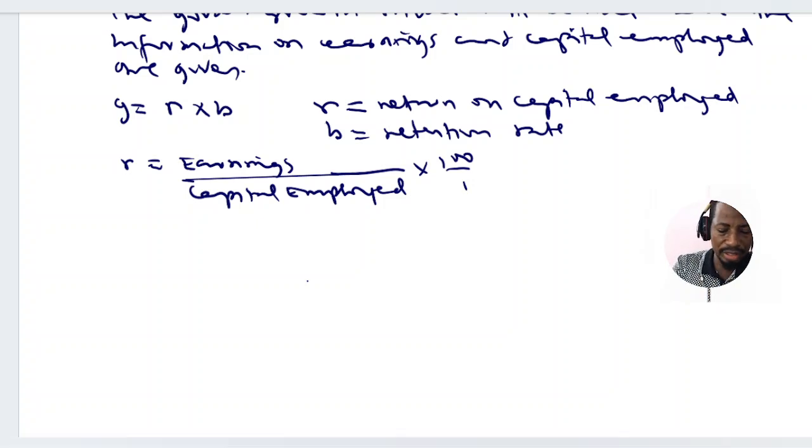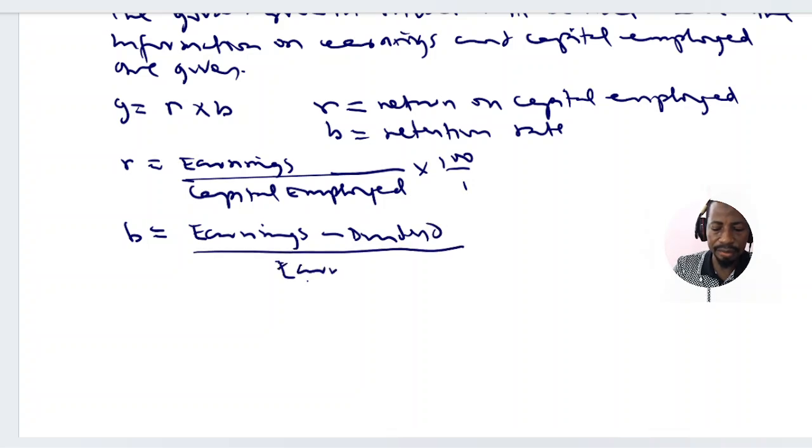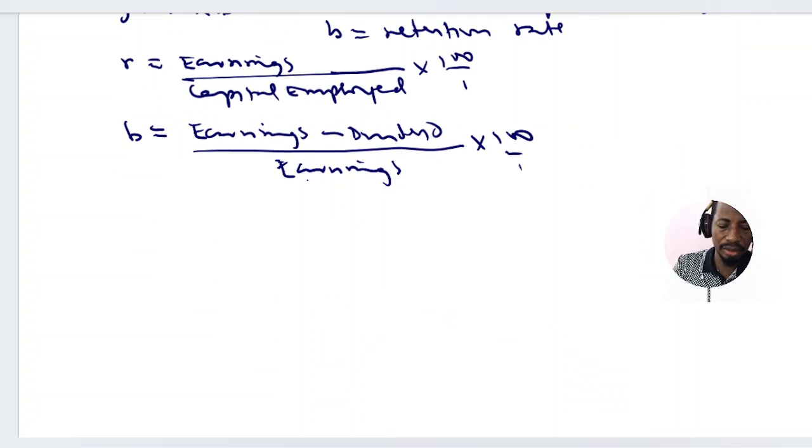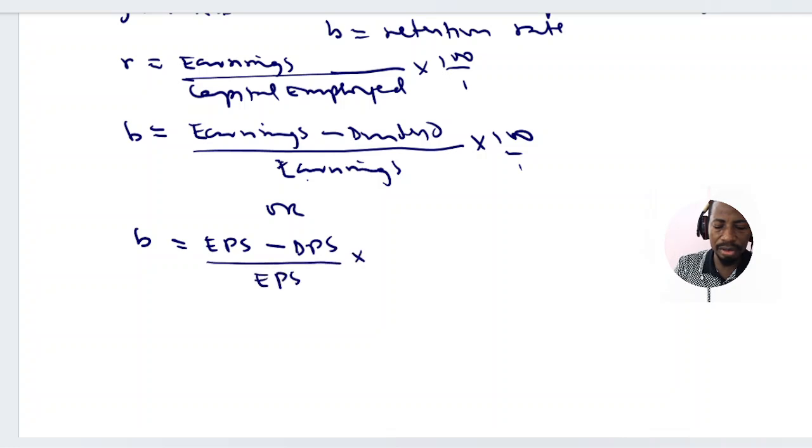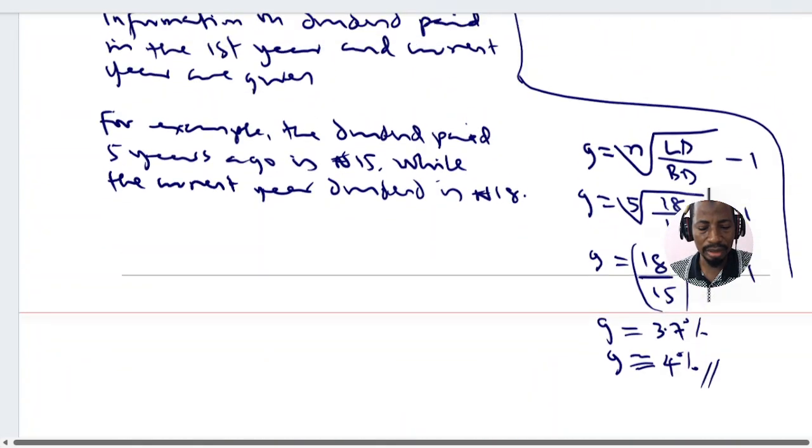Then the retention, which is B, depending on the information available, will be calculated as earnings minus dividend over earnings, multiplied by 100 over 1. But if you are given earnings per share, retention is equal to earnings per share minus dividend per share, divided by earnings per share, multiplied by 100 over 1. So depending on the information you have available, these are the ways to calculate the growth rate. However, earnings is the same thing as profit after tax. So this is how to calculate growth rate.